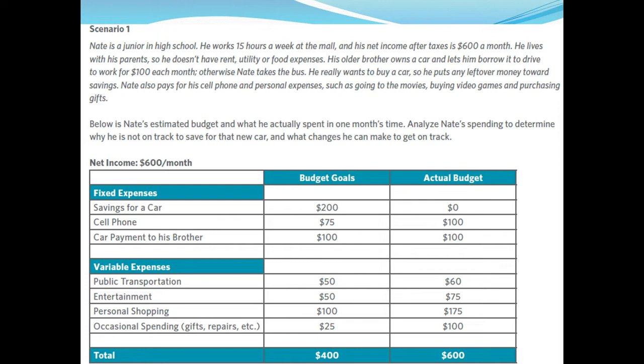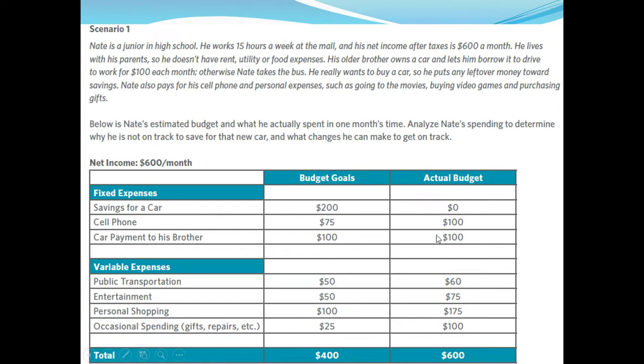Analyze Nate's spending to determine why he is not on track to save for that new car and what changes he can make to get on track. Okay, so we're going to see right here, his budget goal is $200 a month savings for the car, but he wasn't able to save any. So where did he make a mistake? Well, he made a mistake with his cell phone, right? He spent $100 on his cell phone when he wanted to only spend $75. That's a pretty easy one. Nate shouldn't make that mistake. You should know what your cell phone bill is, and you shouldn't have a cell phone plan that goes over your budget. So that should be an easy mistake to fix.